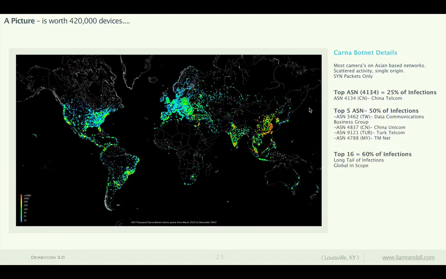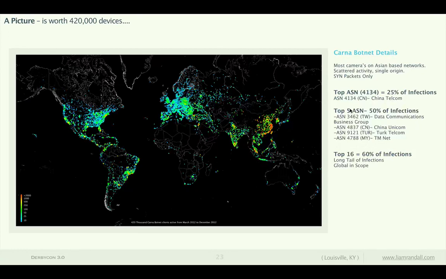And if you count the top 5 ASNs that the cameras were connected to, that accounted for approximately 50% of these cameras, or 210,000 devices. And these were primarily Asian ISPs, with the exception of Turk Telecom here. Another hotspot of inexpensive Chinese cameras. But there was a really, really long tail of infection. If you look at the map of the Karna botnet, it generally reflects a map of the global internet with a slight Asian bias here.